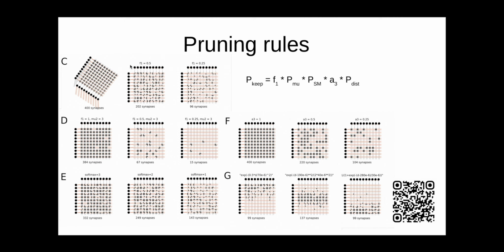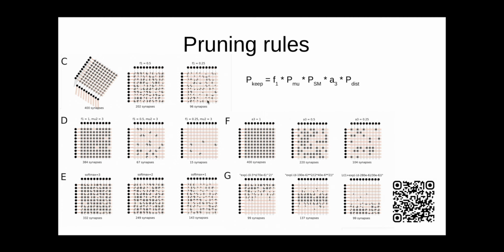The first rule I'm going to illustrate here is the F1 rule, and that just removes randomly a fraction of the synapses. So if you have F1 equals 0.5, it means you keep half of the synapses. So you go from 400 to 200 synapses. If you have F1 equal to a quarter, you will keep a quarter of the synapses. In this case, it's randomized to be 96 synapses.